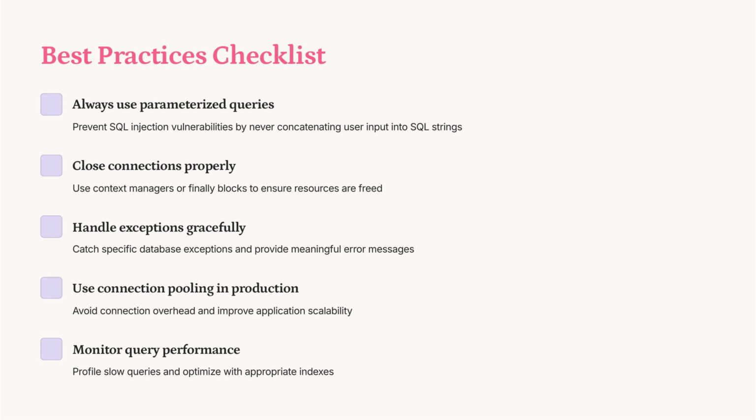Always use parameterized queries to prevent SQL injection. Close connections properly using context managers or finally blocks. Handle exceptions gracefully by catching specific database errors. Implement connection pooling to reduce overhead and enhance scalability. Monitor query performance by profiling slow queries and optimizing with indexes.